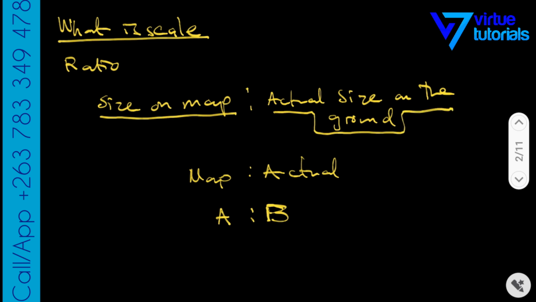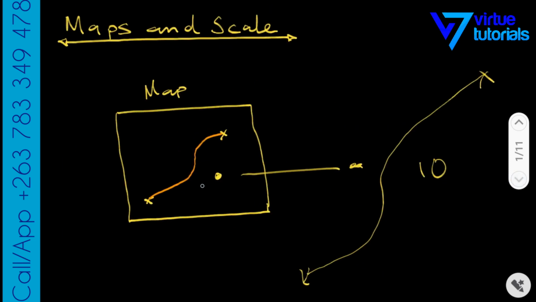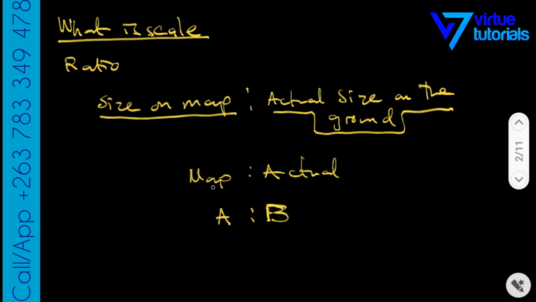So if this road is 10 times the size of that road on the map, then the scale is 1:10. If this road is 100 times the size of the one on the map, then the scale is 1:100, right? So if you have the map and the actual value, that is the scale. The scale simply represents the ratio of the size on the map to the size in real life.